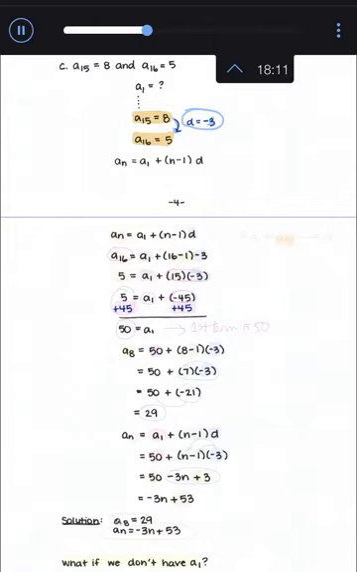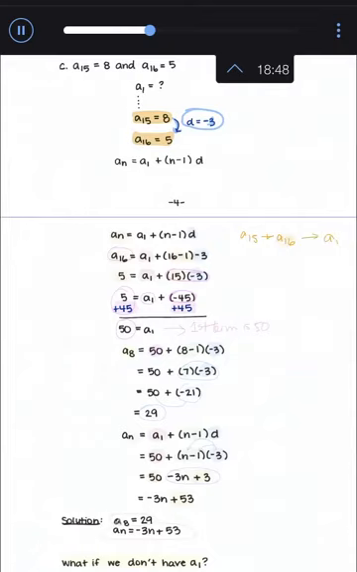The question is, how do you figure out your first term? Well, we're going to have to work backwards a little bit. We'll use our formula, a sub n equals a sub 1 plus n minus 1 times d. We'll use the two terms we do know, a sub 15 and a sub 16, to work backwards and find out what our a sub 1 is.